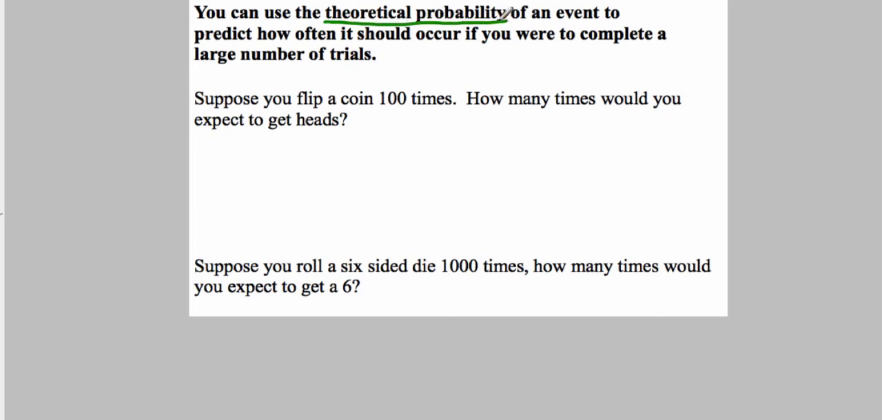We can use those theoretical probabilities to predict how often something's going to happen if we do a whole bunch of them. So we know that if we flip a coin, it's going to be a 1 out of 2 chance that you're going to get heads. But we want to know, what if we did it a whole bunch of times, how many times would we expect? So again, it might not be exactly what would happen if we did it, but it's just a prediction. And the way to do that is to use a proportion.